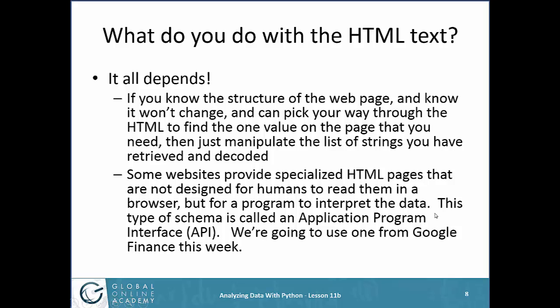Now, some websites provide specialized HTML pages that are not designed for people to look at in their web browser. They're designed for people to read from a program. They're designed to put things in well-known formats that have the data completely identified so that a program can interpret the data. This type of schema for a web page is called an application program interface, or an API, and a lot of websites have APIs. We're going to use just one this week in our examples and in your programming assignment from Google Finance.